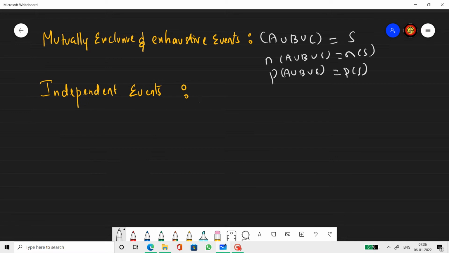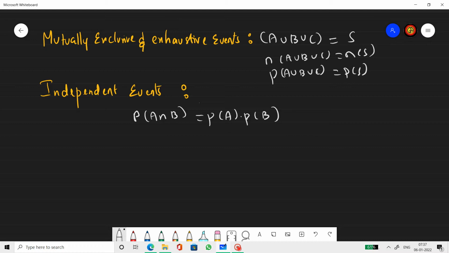Then independent events. Independent event is when P of A intersection B is P of A into P of B. This means the happening of one event does not affect the happening of the other.